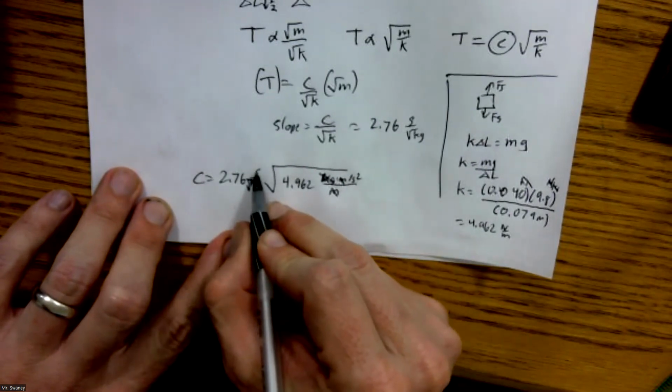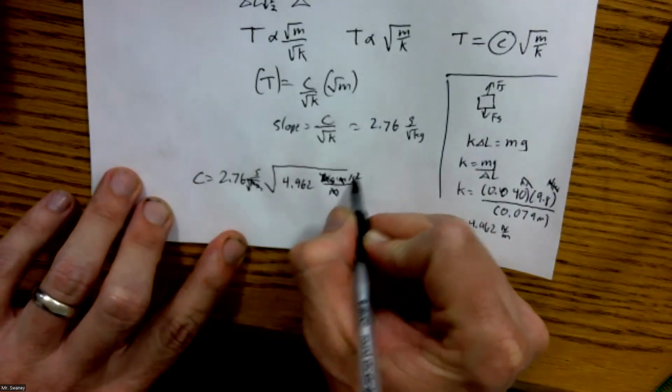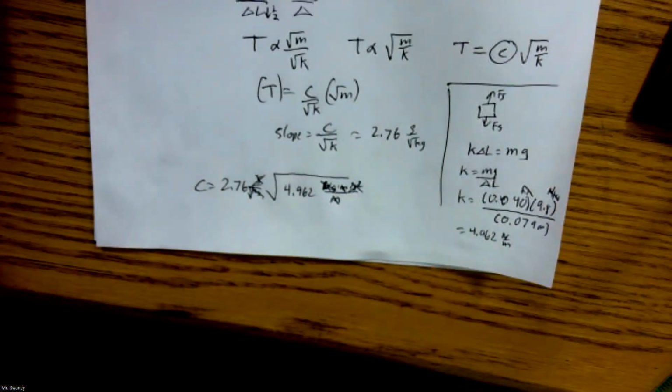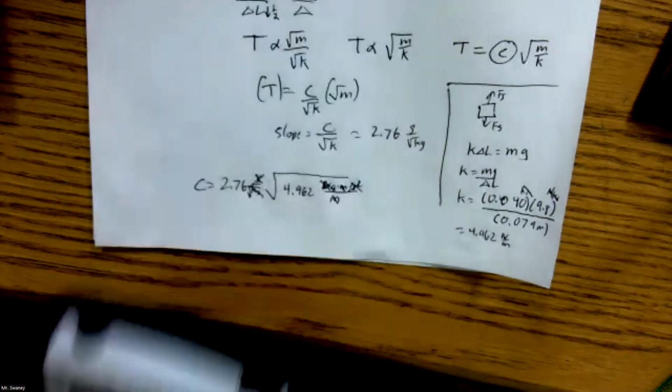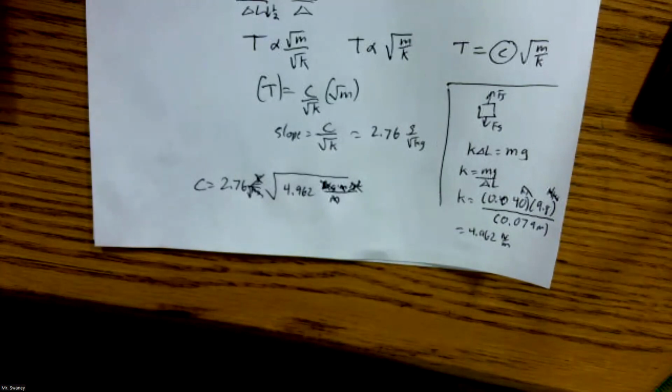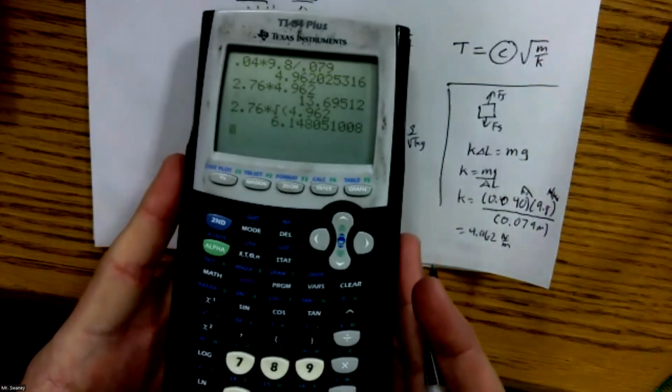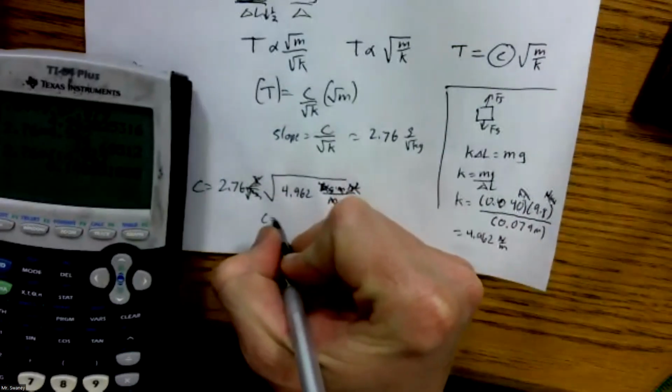We're going to bring this on the inside. Seconds goes on the inside of seconds squared, and actually all of the units go away. We get a unitless constant of proportionality of 2.76 times the square root of 4.962. It's not going to come out perfect. Oops, I forgot to square root it. Okay, 2.76 times the square root of 4.962 gives us 6.15. So the constant of proportionality is 6.15-ish.